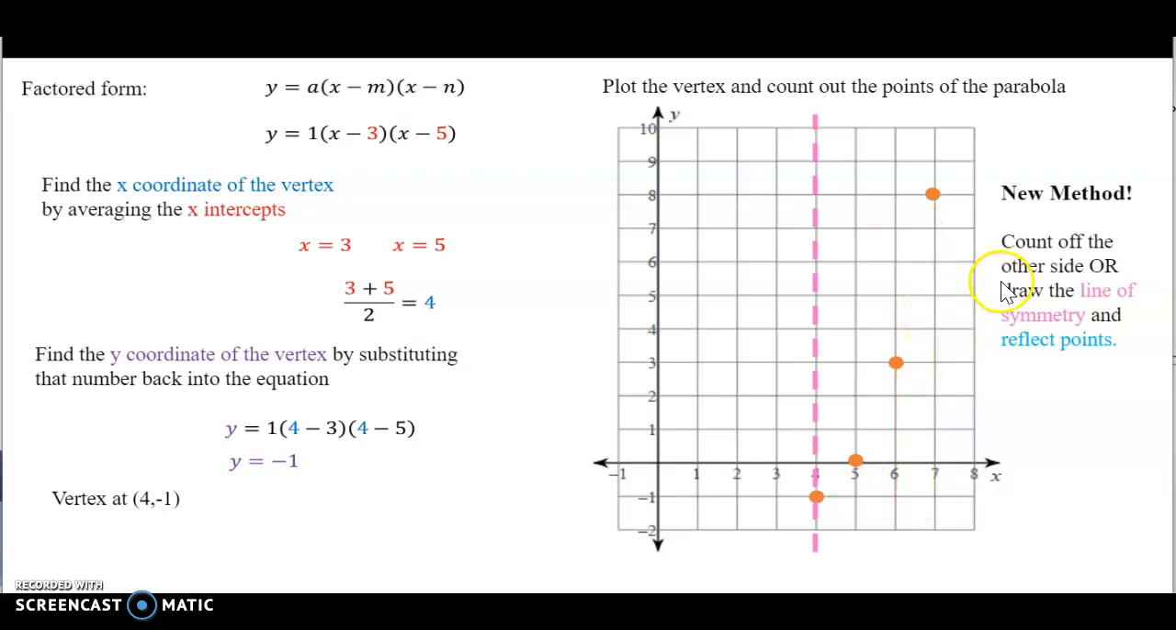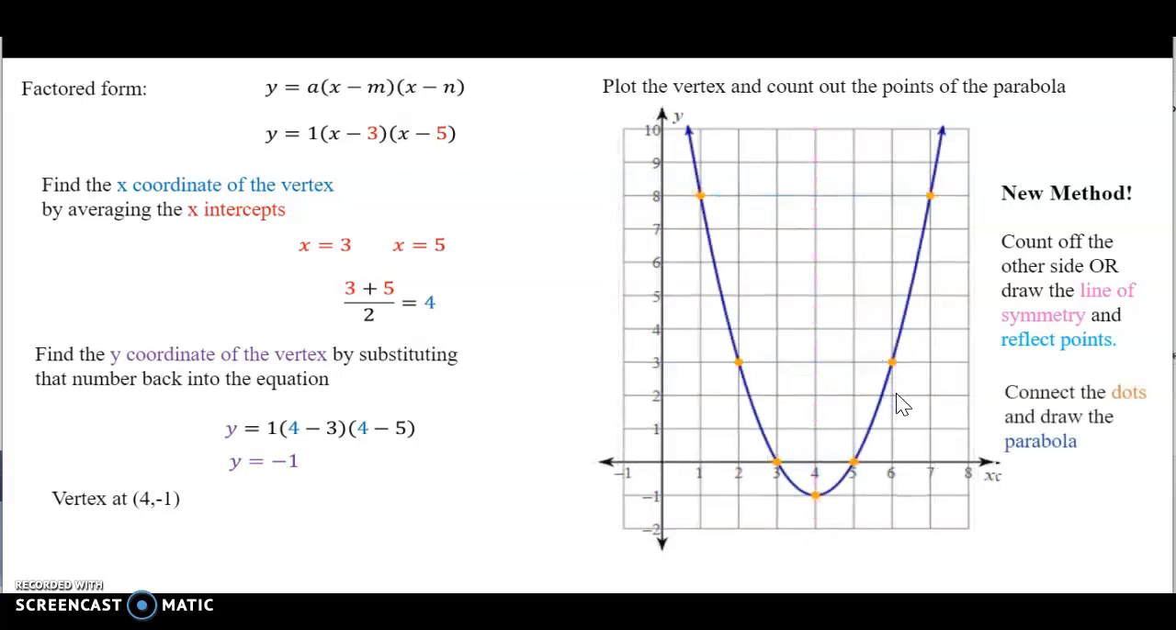Okay, also, some other trick is to draw a line of symmetry. Because a parabola is always going to be symmetrical, we know that we can just reflect it back on the line of symmetry. We don't even have to plot the other. We can just find the points equidistant from the line of symmetry. And then we have those points, and now we just need to join those together. Voila, we're done.